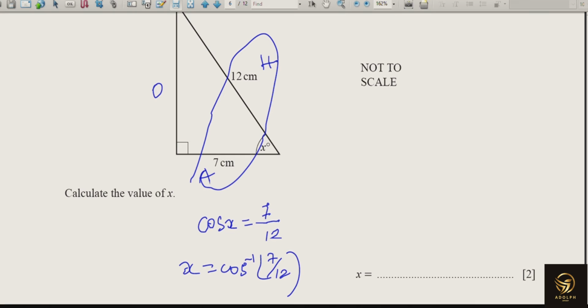So cos inverse of 7/12. It is 54.31. But I should give 54.3, since it is an angle, I should give a one decimal place answer.